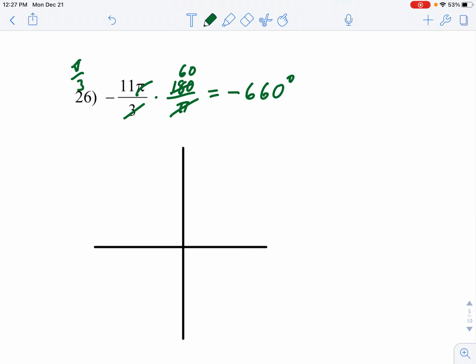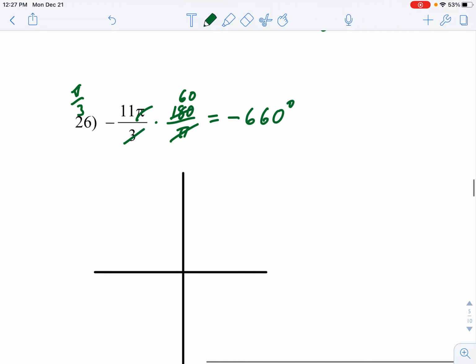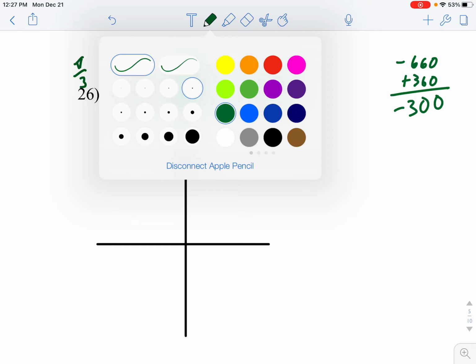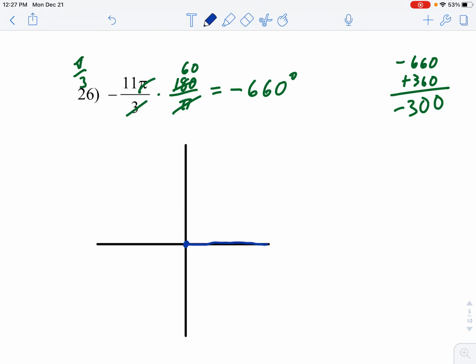Okay, anyway, so how am I going to graph negative 660? I'm going to take negative 660 plus 360. Again, subtract off a complete circle. So I get negative 300. Now, if I graph a negative 300 degree angle, here's negative 90, negative 180, negative 270, negative 360 would be too much. I'm going to end up right in here. That would be the same as if I had gone around 360 and then 300 more to get to 660.